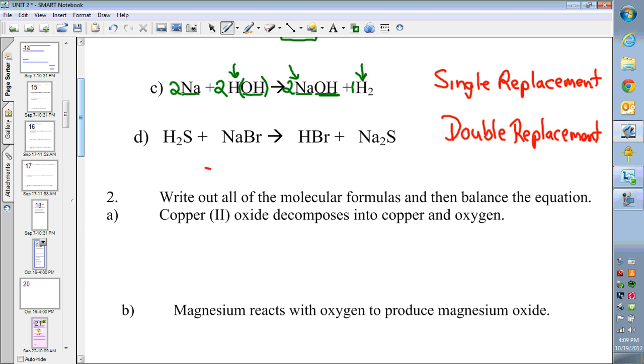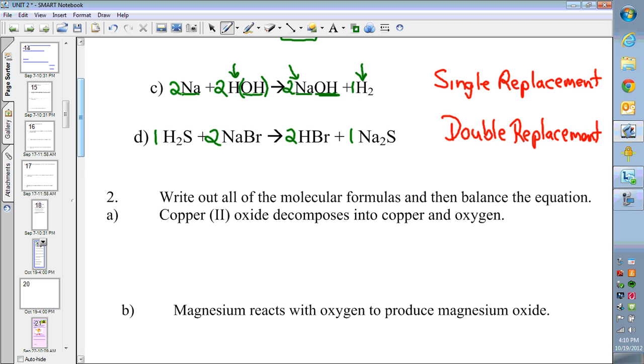So our last one, H2S. I see 2 hydrogens on this side and only 1 on the other, so I'll put a 2 in. That means I now have made 2 bromines on the right. I need to have 2 bromines, so I put a 2 there. 2 sodiums. I already have 2 sodiums on that side, so it looks to me like everything balances just fine. If I have 2 sodiums, the rest of the count looks good. So that reaction's balanced. 1, 2, 2, 1.